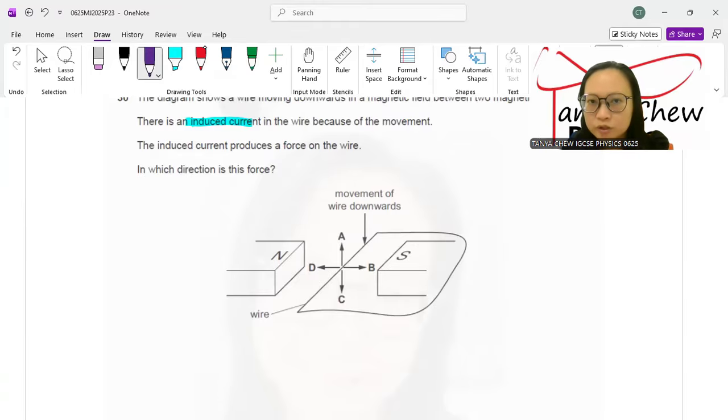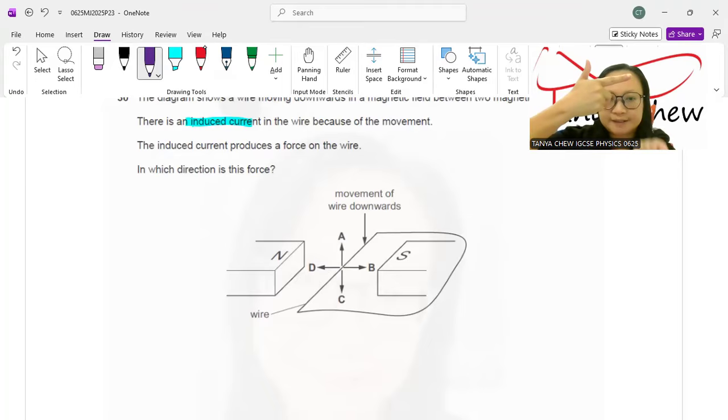But how are we going to determine? We use our Fleming's right hand rule. This is my right hand. Fleming's right hand rule, right? Now, the movement of the wire. So I just align this, my right hand.